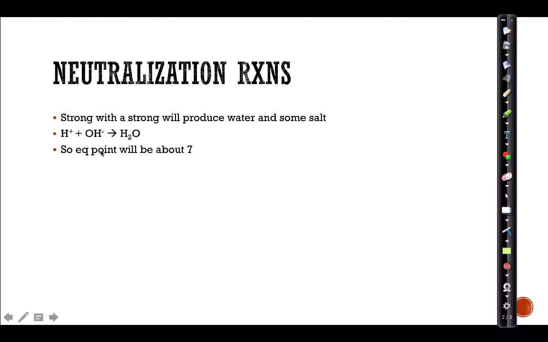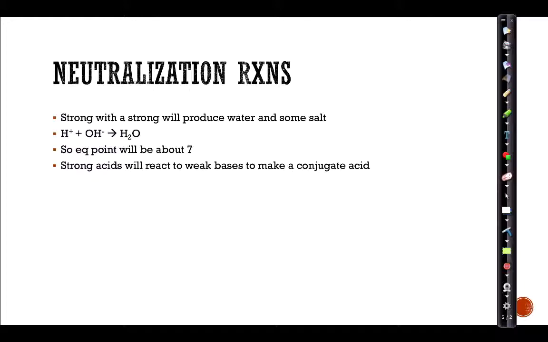Remember, your equivalence point is when the moles of the acid or the base added is equal to the moles of the acid or base of the thing that you started with. So when you have equal amounts of hydrogen and hydroxide, you should be at your equivalence point. When we have equal amounts of moles, I should have water at the end of that, which means my pH should be about 7.